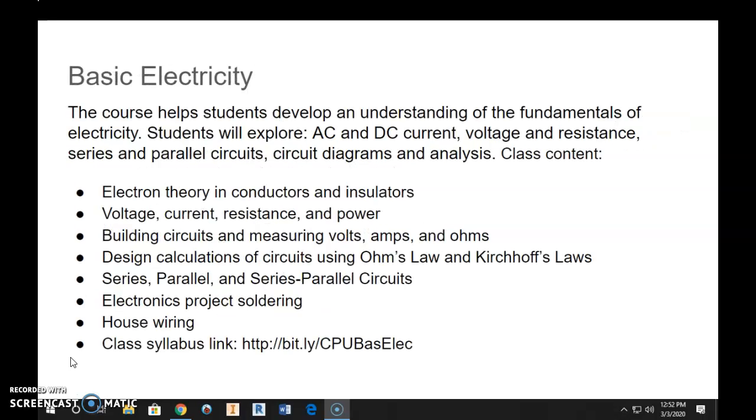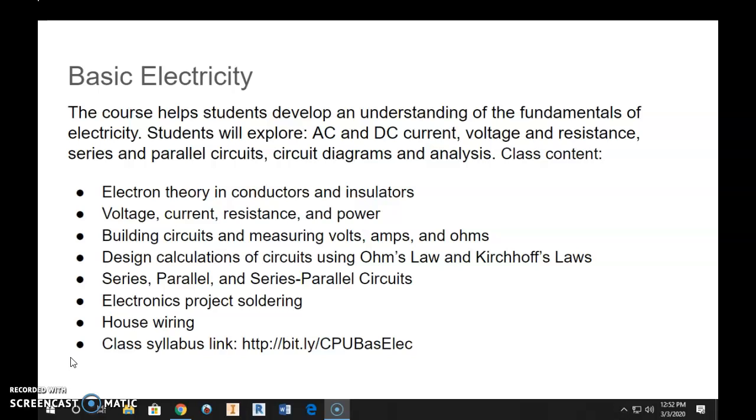Basic Electricity class helps students develop an understanding of the fundamentals of electricity. Students will explore AC and DC current, voltage, and resistance, series and parallel circuits, circuit diagrams, and analysis. Some of our content includes electron theory in conductors and insulators, voltage, current, resistance, and power, building circuits and measuring volts, amps, and ohms, design calculations of circuits, including using Ohm's law and Kirchhoff's laws.